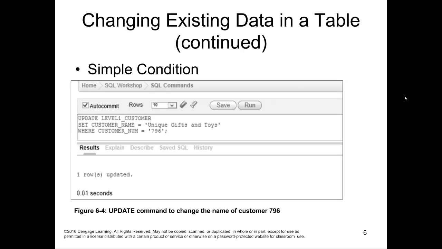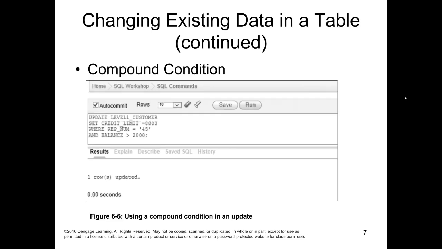Here we're updating the level 1 customer, and we're setting the customer name equal to Unique Gifts and Toys, where the customer number equals 796. So this is a very specific update. We're changing the customer's name on an existing record. This is pretty standard, pretty basic. But we can also do something that's a little bit more encompassing. It can get more than one row of data.